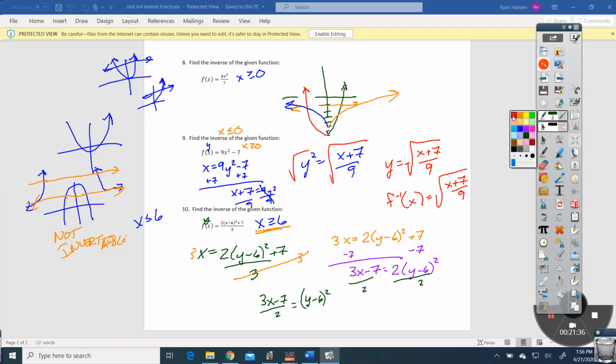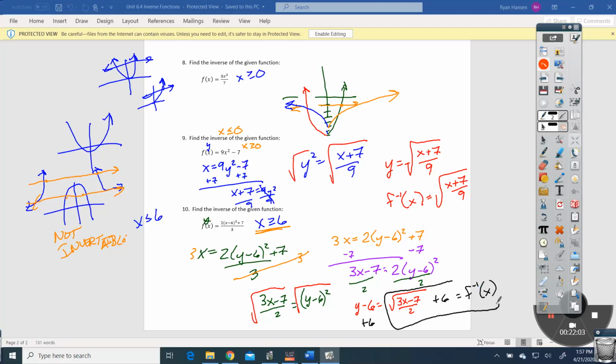And now we need to get rid of the squared, so I take the square root. So now what we have is y minus 6 equals the square root of 3x minus 7 all over 2. And to finish up, we need to get y alone. So I add 6 to each side. And that's my inverse, because y is all alone, so I replace the y with f negative 1 of x. And that's my inverse. The square root of 3x minus 7 all over 2 plus 6.